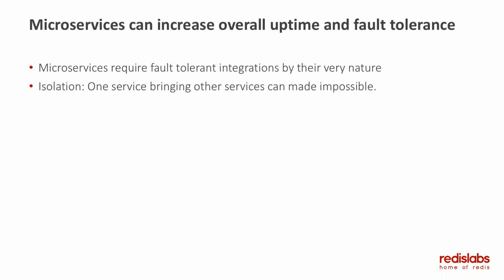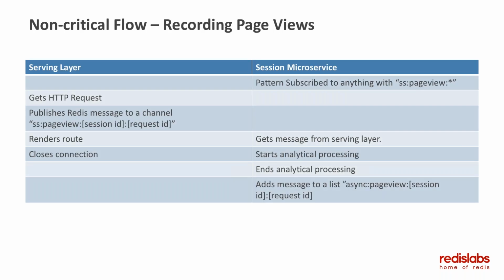So getting into it, let's talk a little bit about how this might look. There's two different flows: a critical flow and a non-critical flow. In this case, we're going to record page views, so we're going to have something that happens on every single page view. Now, on this first line here, it says pattern subscribe to anything with ss::page view and the little asterisk. Effectively, that happens when this microservice starts.